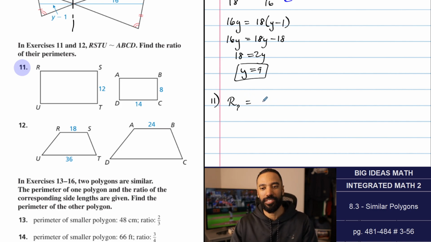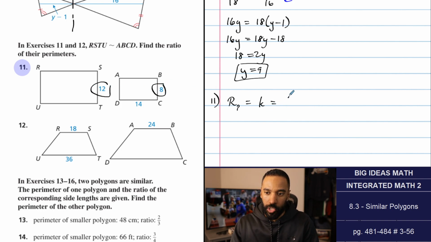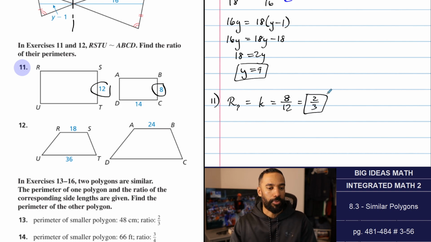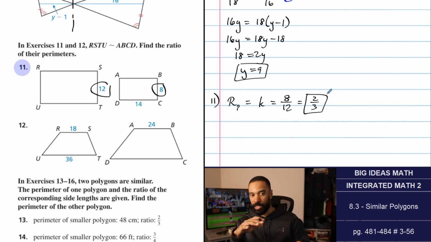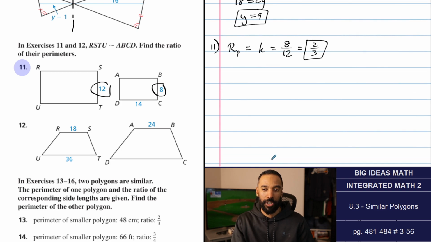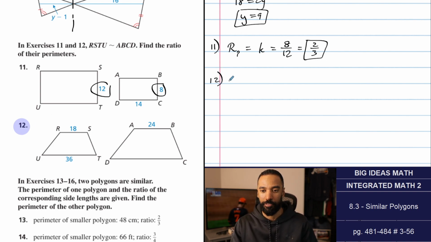But the ratio of perimeters is the same thing as their similarity ratio k. It's R, S, T, U, A, B, C, D, right? So 12 corresponds with 8, not with 14, but with 8. So I'm going to do 8 over 12, which is 2/3. So the ratio of the perimeters is 2/3. I don't need to find the other lengths. I don't even need to find the perimeters. I just need to find the similarity ratio for these things, and that's what it will work out to. Now, I explained that more in the lecture portion, by the way, but that's going to work out like that for perimeters, not for area, but for perimeters.